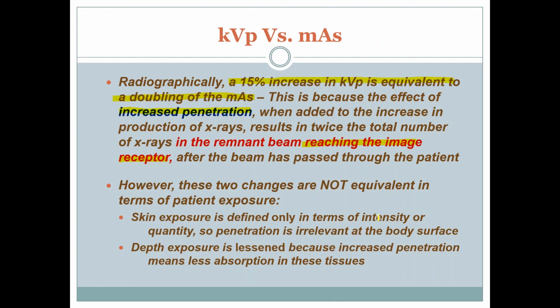Our job here now is to make sure that enough X-rays reach the receptor so that there's sufficient information at the receptor. We can do this in a way that limits patient exposure, and that way is by using kVp adjustments when we increase technique and mass adjustments when we decrease technique.